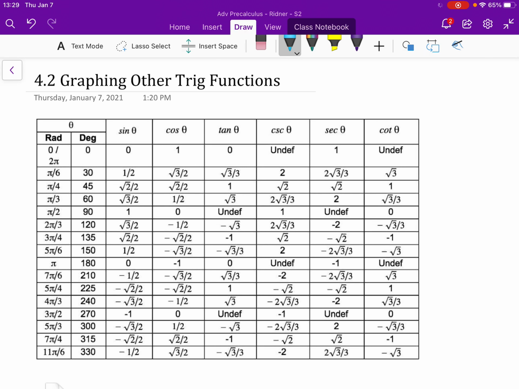Alright, let's talk about the basics of graphing other trig functions. So not just sine and cosine, but tangent, cotangent, secant, and cosecant. What are the main ideas behind those?